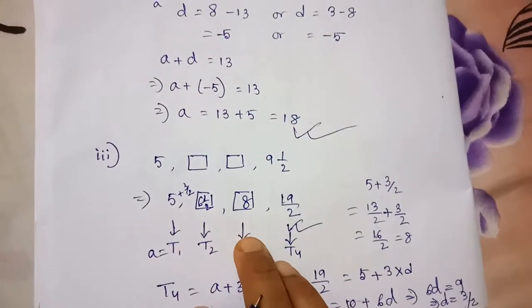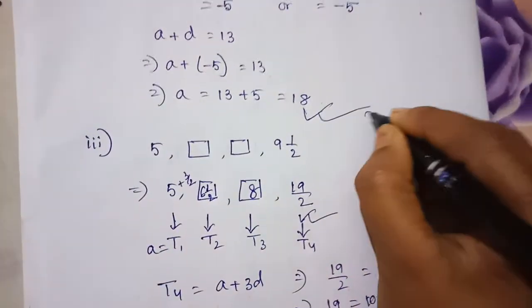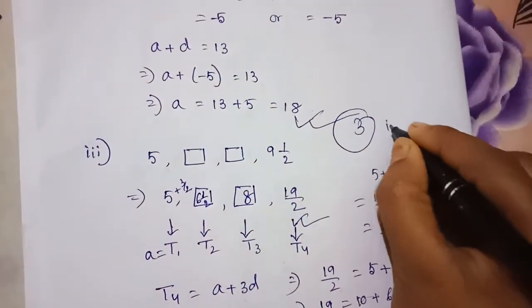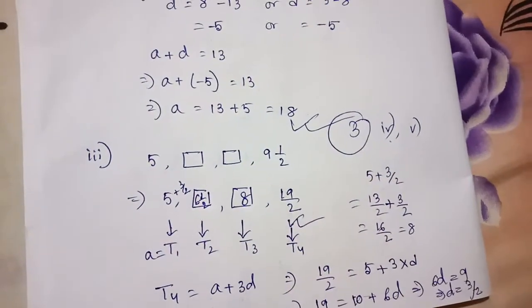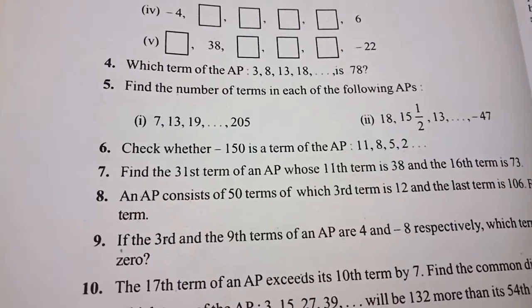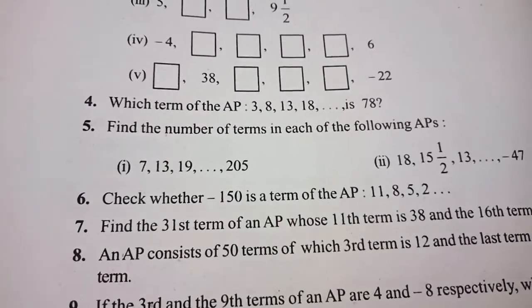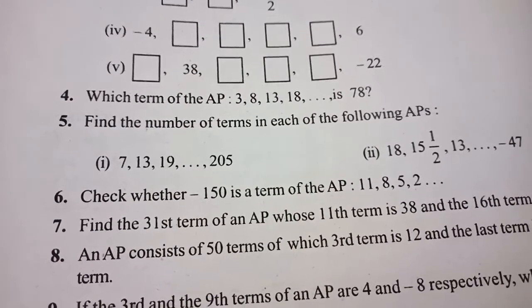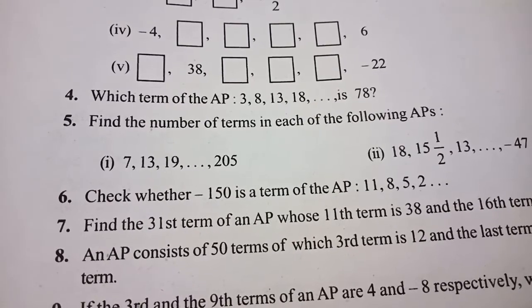So in this way, all other questions of question number 3 can be done. So the other two questions, that is number 4 and number 5, you will do as your practice work. Coming to question number 4. Question number 4, you can see the question here. Which term of the AP 3, 8, 13, 18 is 78?